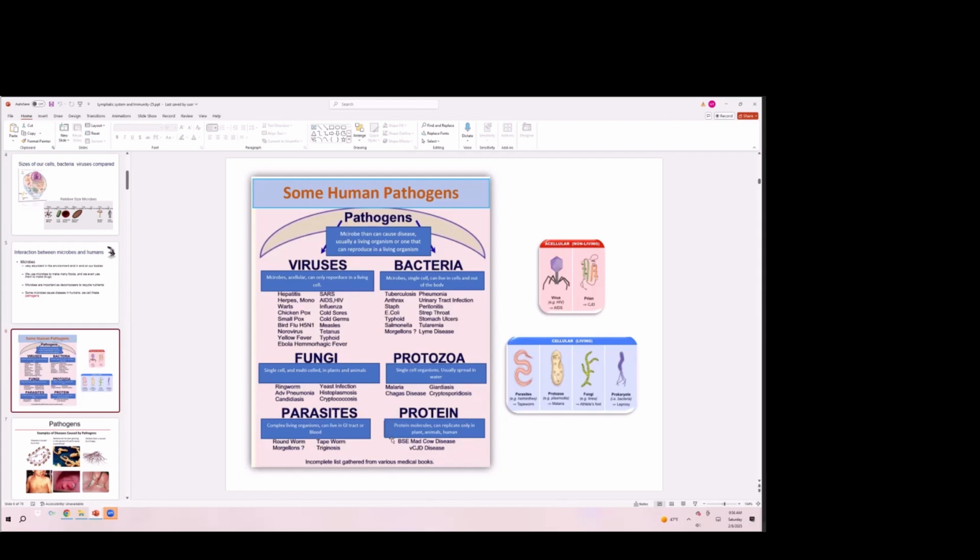If you have ever heard about mad cow disease, when they were trying to find out what is causing mad cow disease, for example, is it the test for bacteria, they didn't find it. The test for viruses, they didn't find it. The test for fungi, they didn't find it.